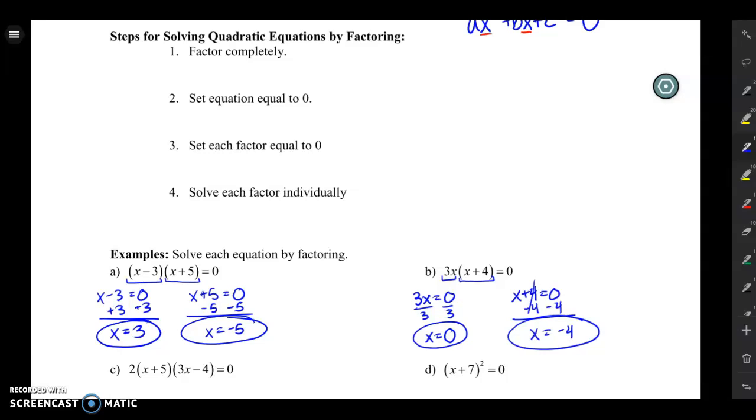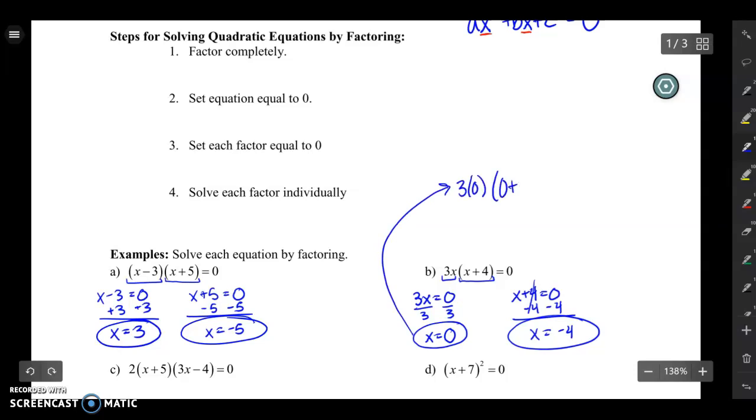So one thing you can do to make sure you got the right answer is say I know x equals 0 is one of my answers. Okay, I can check that by plugging 0 in for all of my x's in my problem, and make sure I get 0. So 3 times 0 is 0. 0 plus 4 is 4. 0 times 4 is 0, right? Check, I got 0 when I plugged in 0. And a similar thing would happen if I plugged in negative 4.